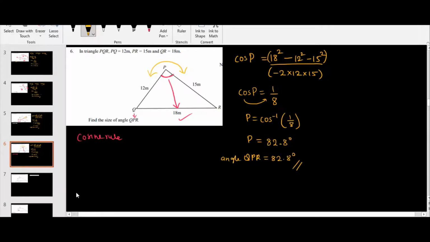Okay, so we have used the cosine rule and you already know now when to use the cosine rule: when a non-right angle triangle is given, when all the three sides are mentioned, and the question is asking you to find the angle. Let's go to the next question.